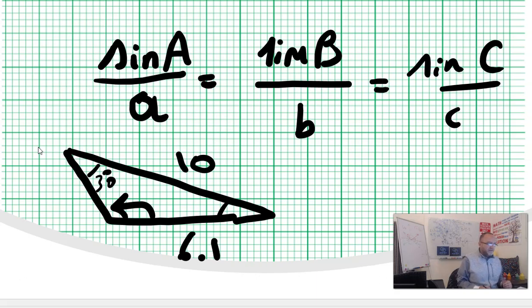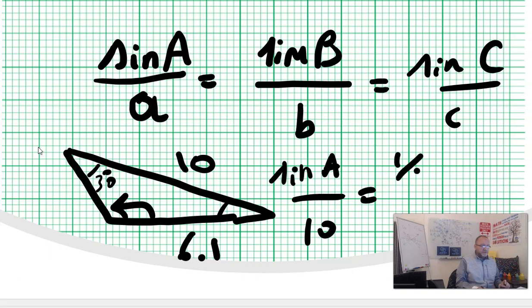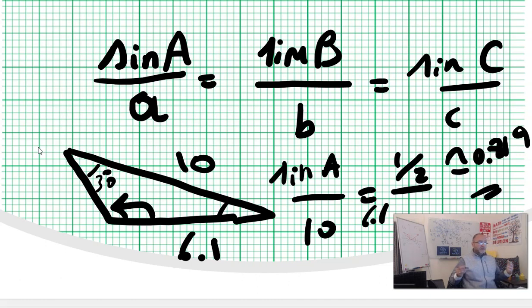But the point is, you know the sine of 30 from the special triangle. Sine of 30 is your half. This is one of the easiest ones. So in this situation, I can say sine of A divided by 10 equals sine B, which is a half, divided by your b, 6.1, and you can get your sine of A. And we said it's something around 0.819.